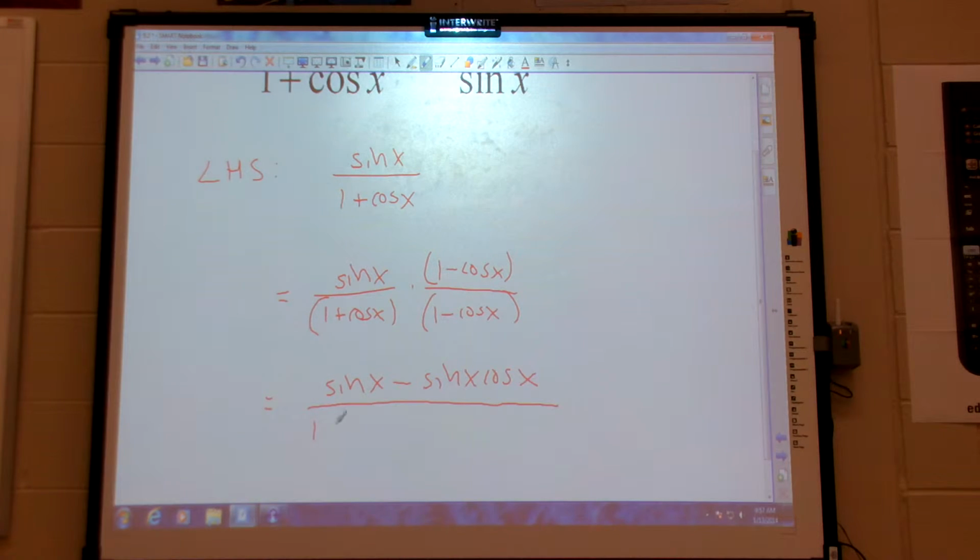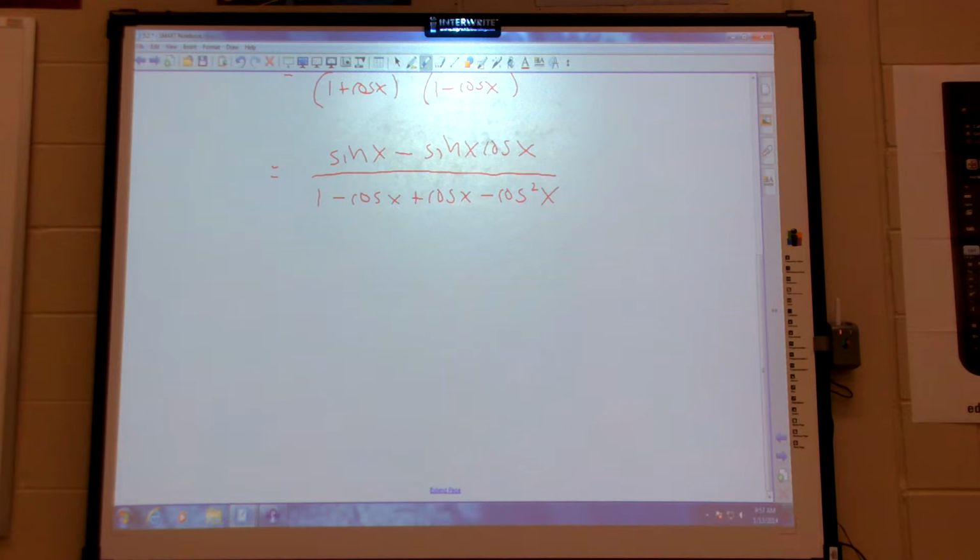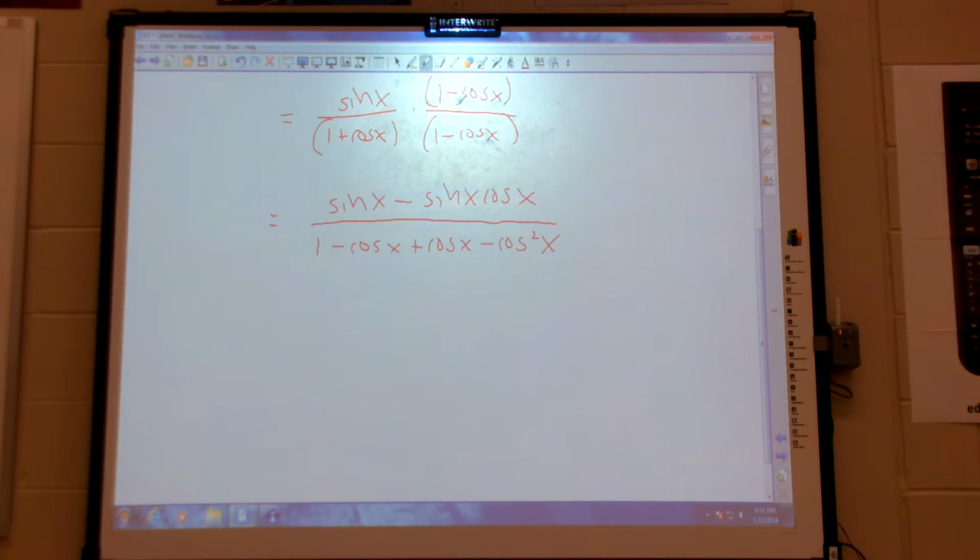I have 1 minus cosine x plus cosine x minus cosine squared. You have to put parentheses if it helps you, because we have to distribute. Okay. Now what? Leave the cosines. Cosines cancel. And then it's sine at the bottom. Exactly, and I'm glad you said that. But one step at a time. I've got to show that those are now gone.